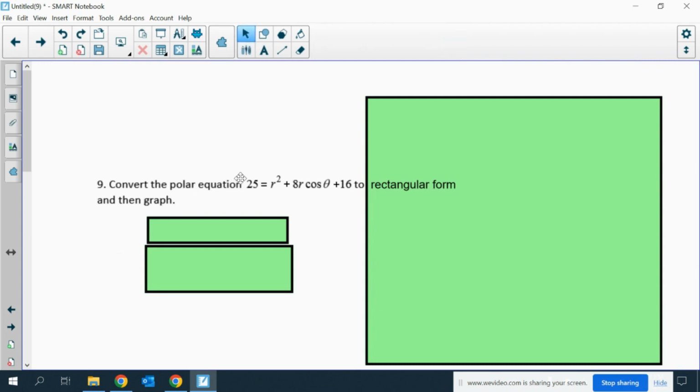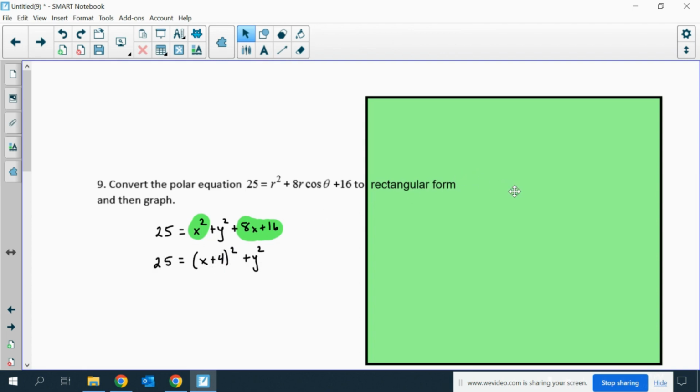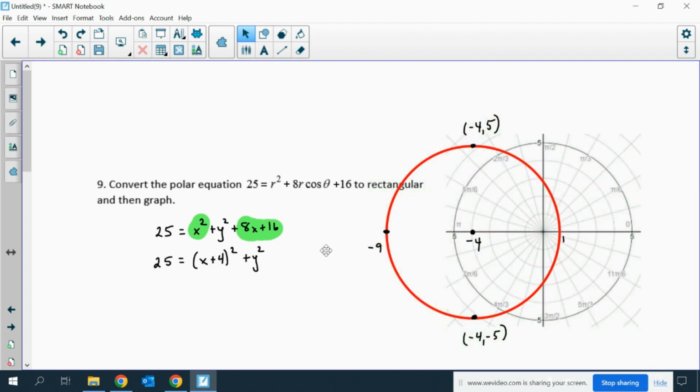We're going to convert this equation into rectangular form and then graph it. So I'm just going to change r squared to x squared plus y squared and r cosine theta into x. Then I complete the square. Well, it's actually completed for me because x squared plus 8x plus 16 is actually just x plus 4 squared. So this is going to be a graph of radius 5 centered at negative 4, 0.